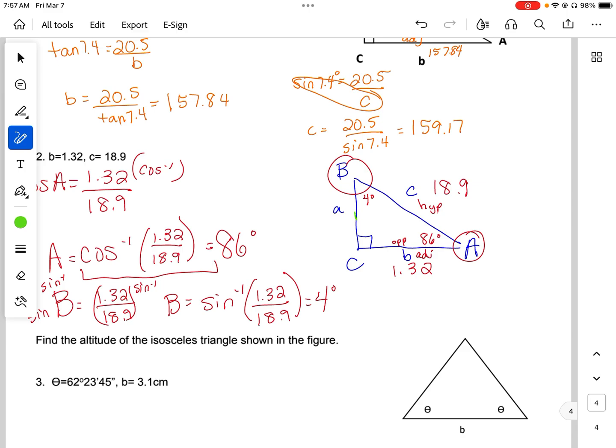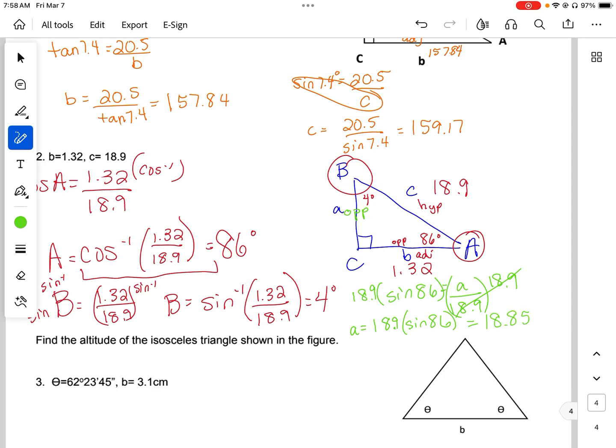So I'm going to use angle A and do opposite over hypotenuse. So sine of 86 equals A over 18.9. Okay, so we wouldn't switch those. That wouldn't do any good. So instead we are going to multiply. So then the way to get small a is 18.9 times sine 86 equals. So 18.9 sine 86.